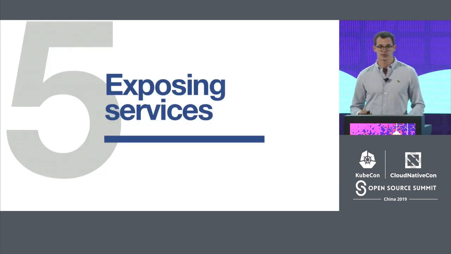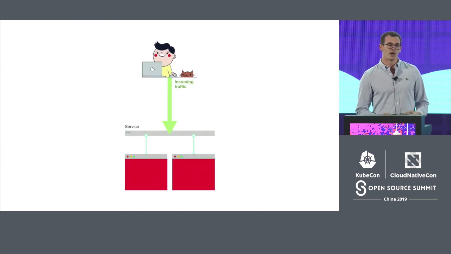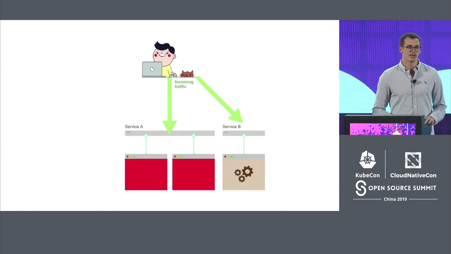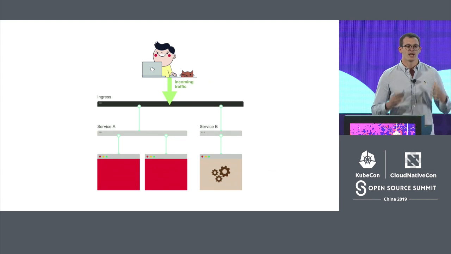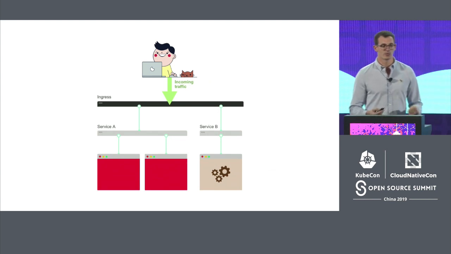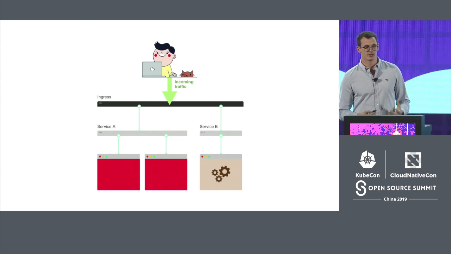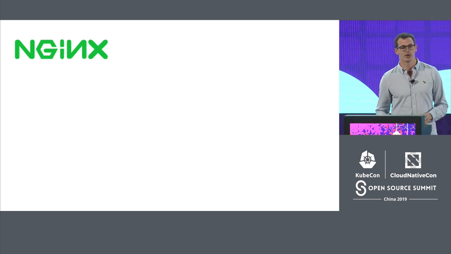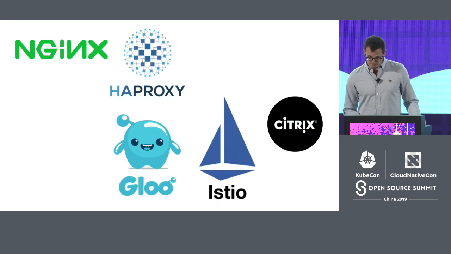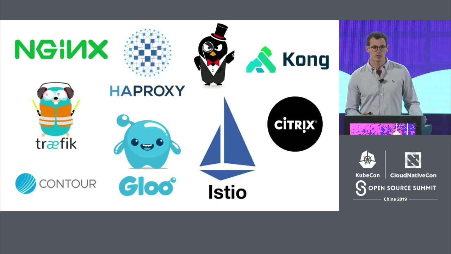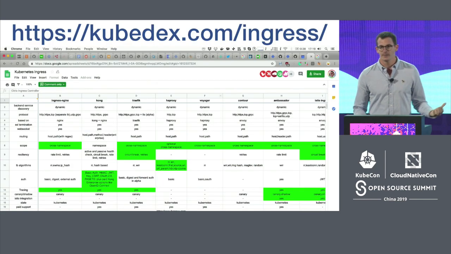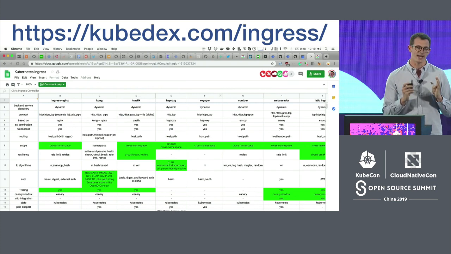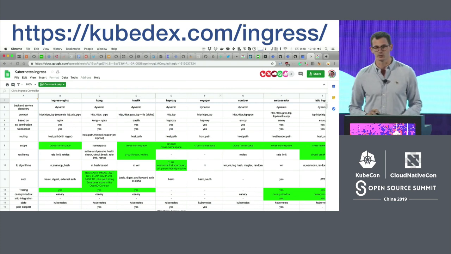Number 5 is exposing services. So you might be familiar with services in Kubernetes. You can have multiple of them. And you have a sort of external load balancer, which is called the ingress. And then you could have several ingresses. The most famous one is Nginx. But you can have as many as you want. So which one should you choose? Well, it depends, right? Just pay attention and spend the time to select the right one.